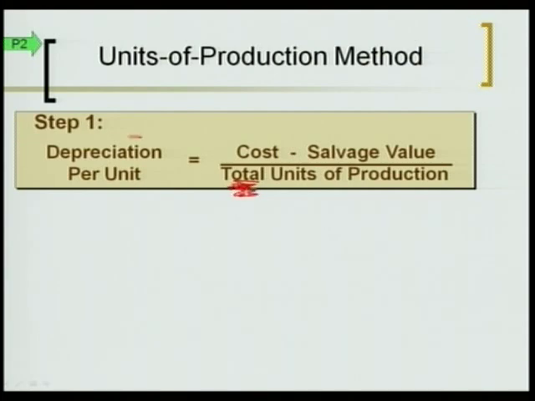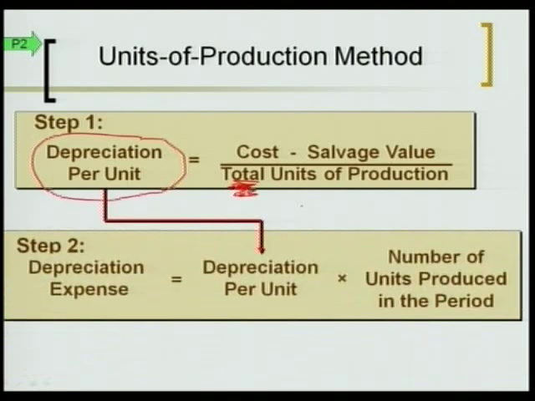And this is going to be our depreciation per unit. Then each year we're going to take that depreciation per unit times the number of units produced in that period. Okay? The number of units produced in that period. You with me? So let's look at an example.